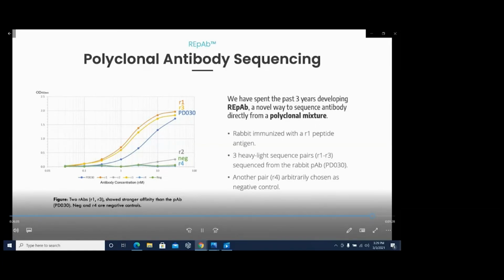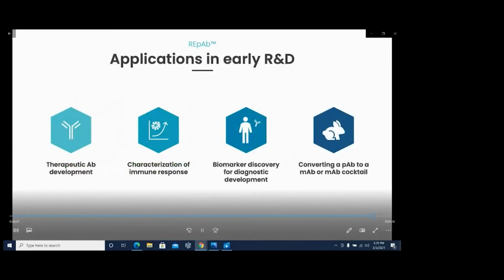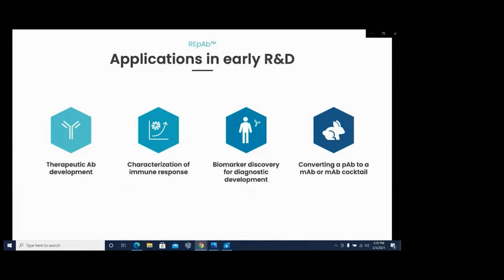And researchers are already using the sequencing platform for a variety of purposes, including therapeutic antibody development, further characterizing complex immune responses, biomarker discovery for diagnostic development, and, like we saw in the previous slide, converting a polyclonal mixture to a single monoclonal.